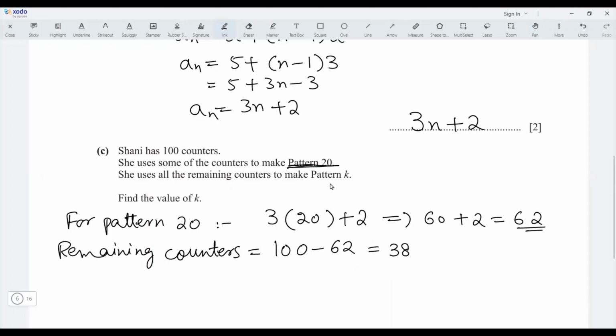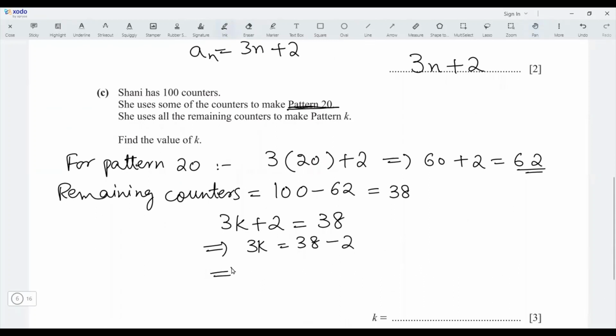Now for pattern k, I'm putting n equals k. So I'm writing down 3k plus 2, which must equal 38, the number of counters given. We have to simplify and find the value of k. Bringing that 2 to the other side, 38 minus 2 is 36, and 36 divided by 3 results in 12. So the answer of k is 12.